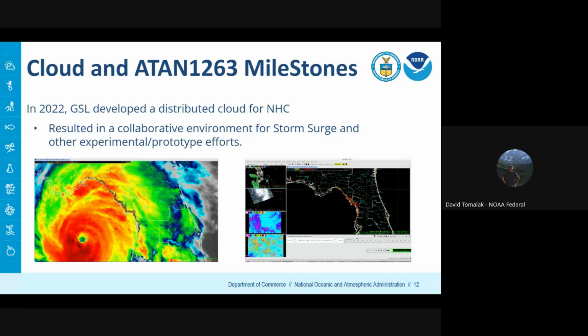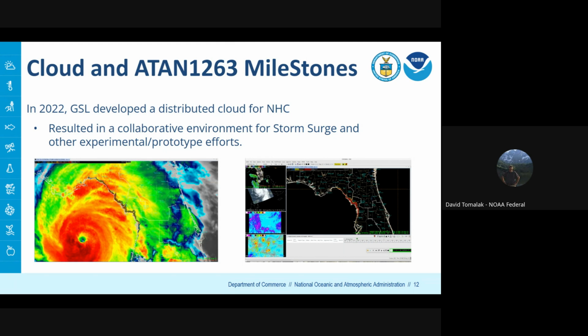In 2022, GSL developed this distributed cloud environment that would serve as the evaluation platform for this project. Now, the cloud project consisted of the following components. It was broken out, distributed. There's an LDM ingest server that obtained data from the satellite broadcast network, and then we also had some S3 buckets that pull in experimental data models.